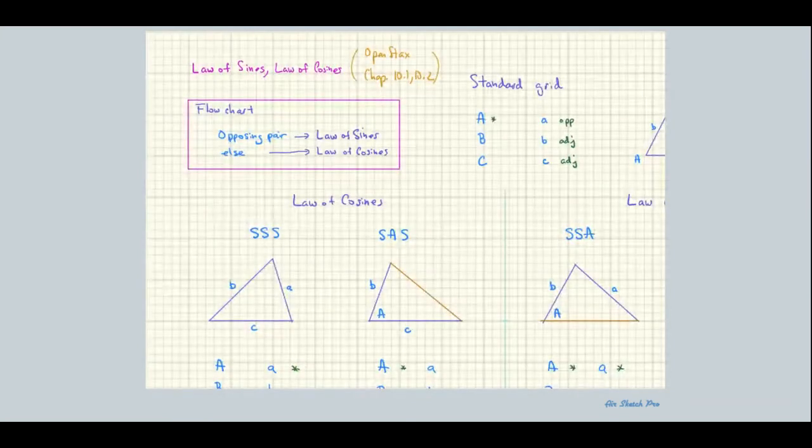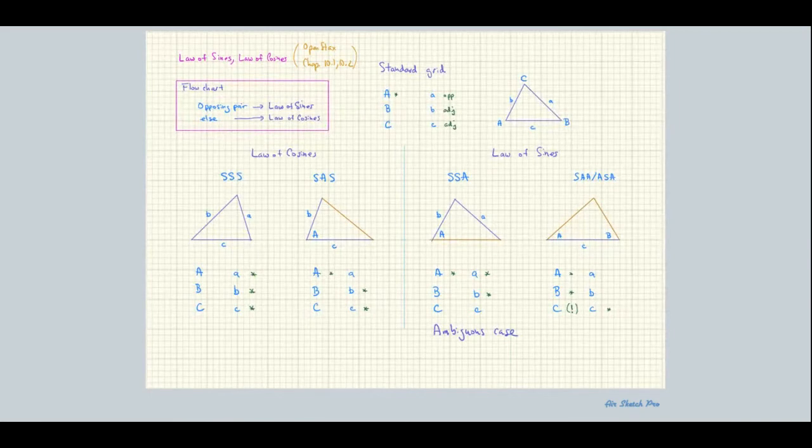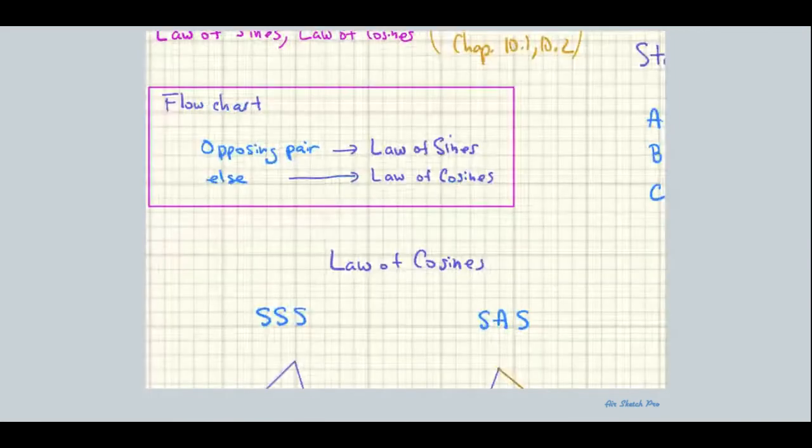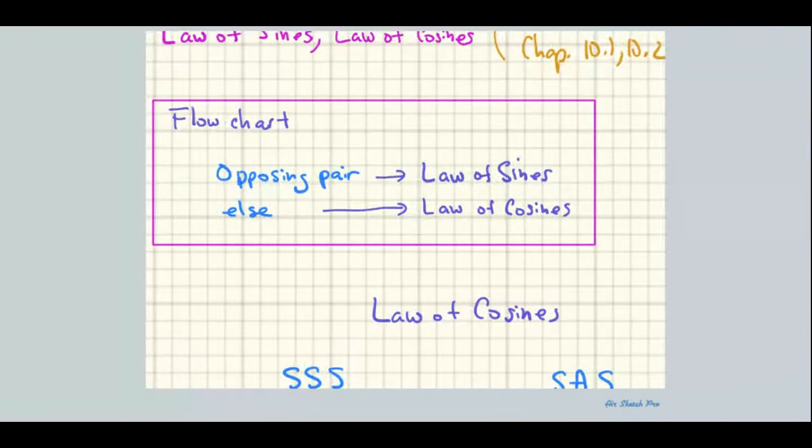Now, remember the very first thing, there's other ways you could do this, but this is the most efficient way. The first thing you want to do when you're presented with a general non-right triangle to solve is to figure out whether you're going to use the law of sines or the law of cosines to get yourself wedged in. And the answer is you look for an opposing pair. Use the standard grid, they show up right across from each other. That's how that works. So if you see an opposing pair, that means you're looking at something for the law of sines. And otherwise, you can be using the law of cosines.